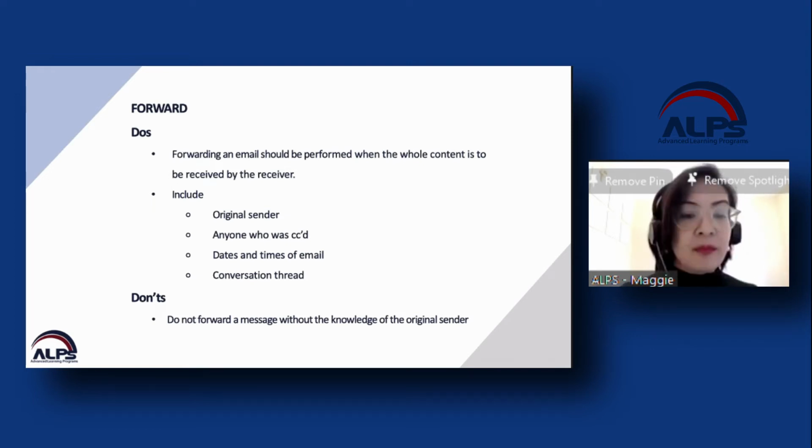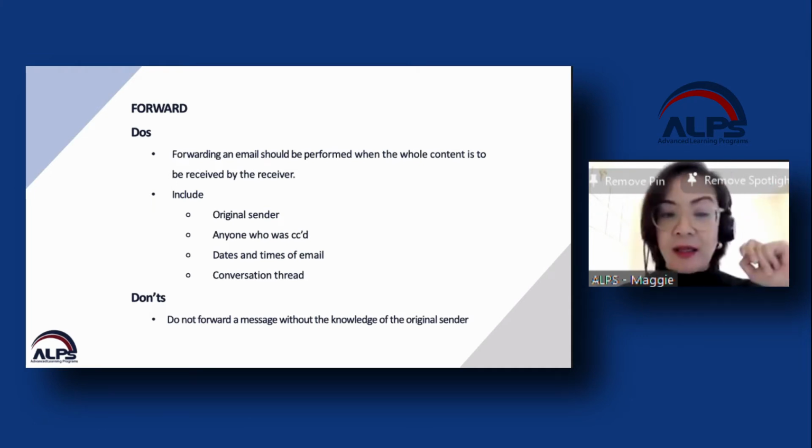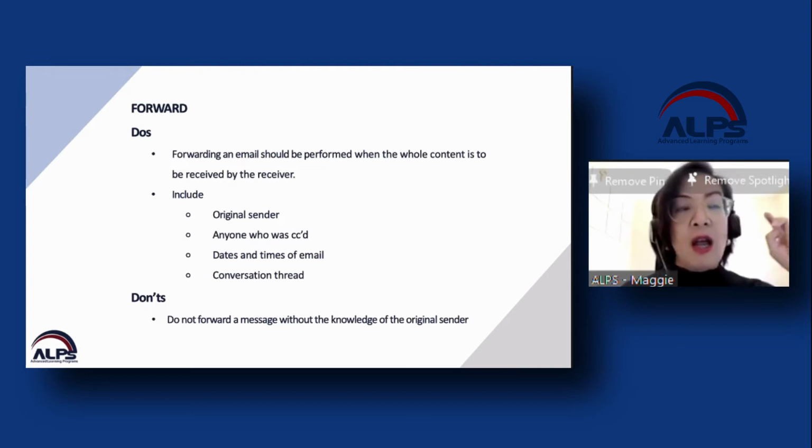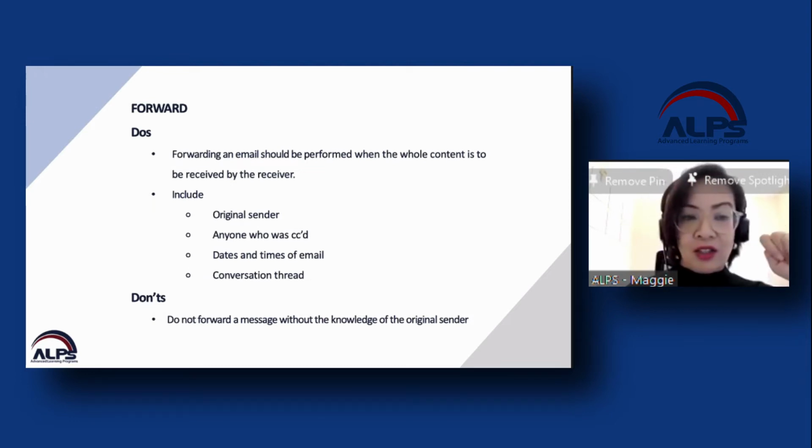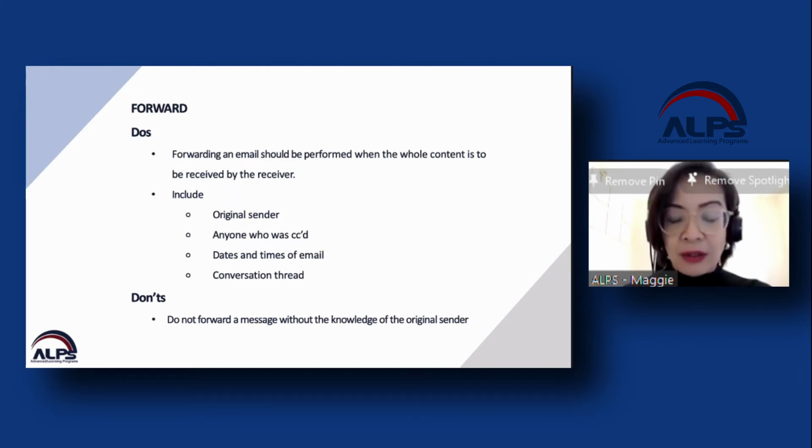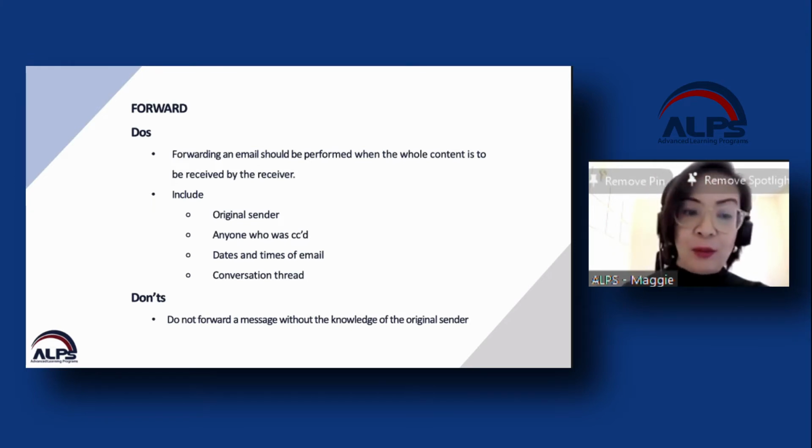Yes, you can. Now, it's within your discretion if you are forwarding the email to another person and you feel that that person does not need to know about the conversation. If it's not going to be relevant to them, you can delete it and just forward the original message. Please take note, though, that when you are editing a forwarded message, the original sender should know about it unless the original sender really wants you to forward the whole thing. Then you don't need to ask for permission.